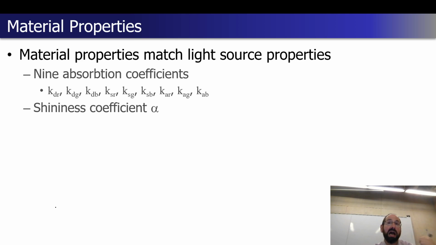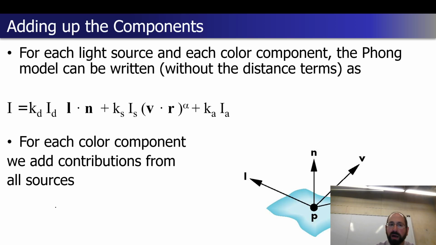Then for each object, we have those 9 material properties, those 9 absorption coefficients, as well as that shininess coefficient alpha here. That's the Phong model. Ultimately, you take all those components, and for each light source, the answer to why is this object blue, or why is this vertex going to be shaded this particular color, is based on the combination of all the light sources and their interactions with that object.